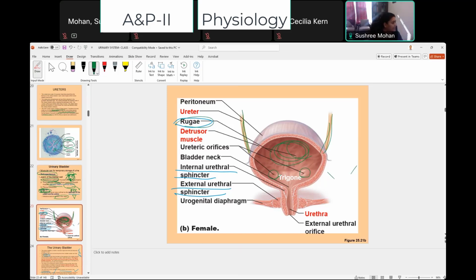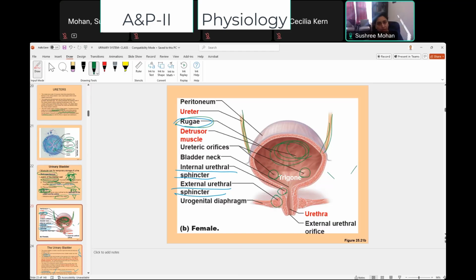Okay, we have an internal urethral sphincter right here. This is a sphincter that's involuntary. We do not have control over it. Then we have some external sphincter that is voluntary.